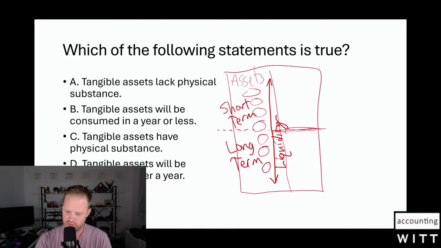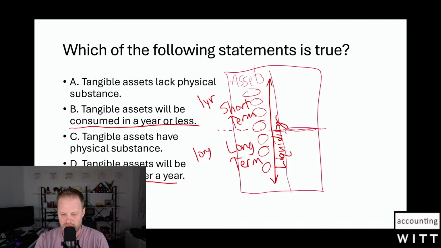And short term are anything that you expect to realize the value of, like convert to cash, be sold. Let's say monetize within 1 year, and then anything longer is long term. So when this is talking about consumed in a year or less, or consumed in over a year, these are definitions of short term versus long term.